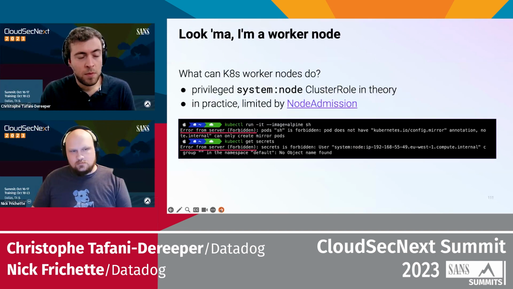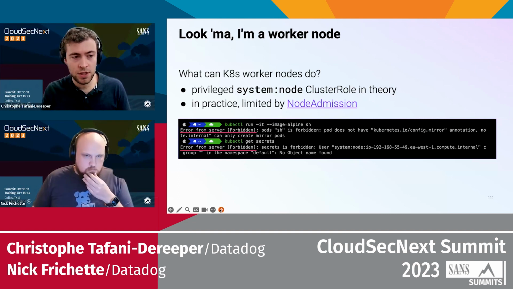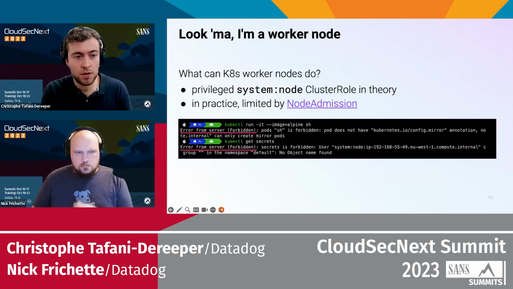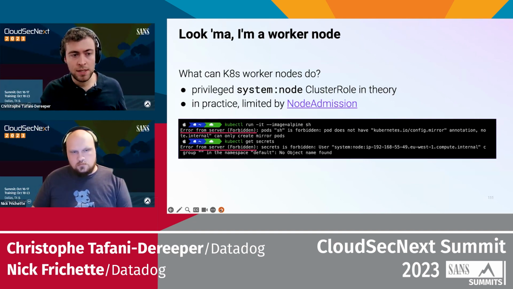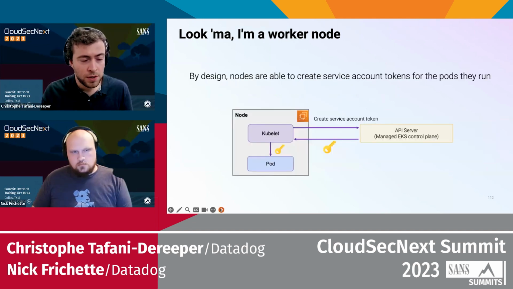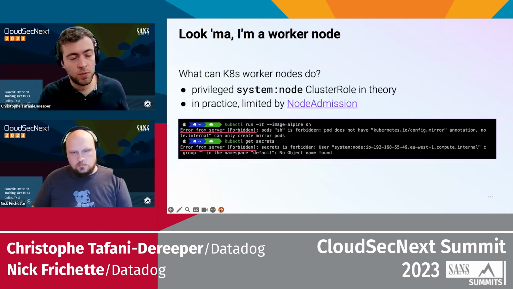Well, one thing to remember is that worker nodes by default in Kubernetes have, in theory, a lot of privileges granted by the system:node cluster role, but in practice, it's limited by something called node admission, which is a mechanism in Kubernetes that basically blocks a lot of actions from the worker node roles. As you can see here, if we try to run a pod, it doesn't work. If we try to enumerate secrets, it doesn't work. So what else can we do?